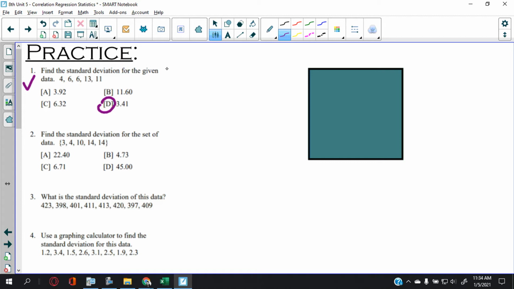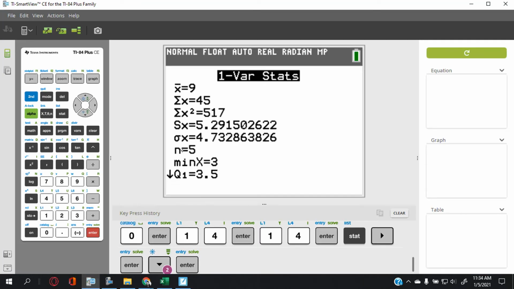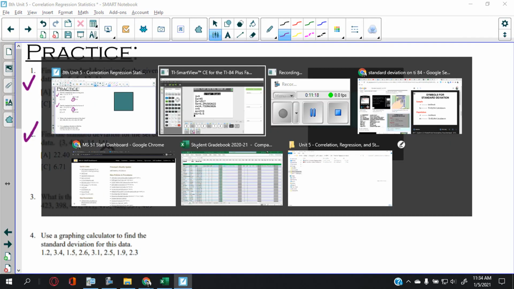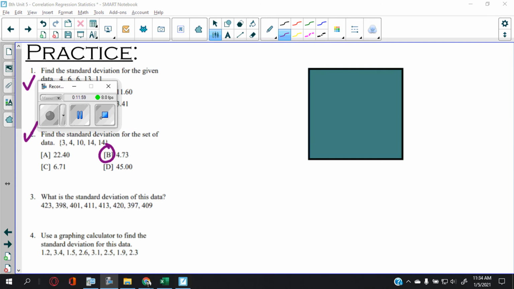The pen is stuck, so it's choice B. Let me just double check something. 5.29, yeah, it makes no sense. That's it. So let's come back to class and we'll practice some more.